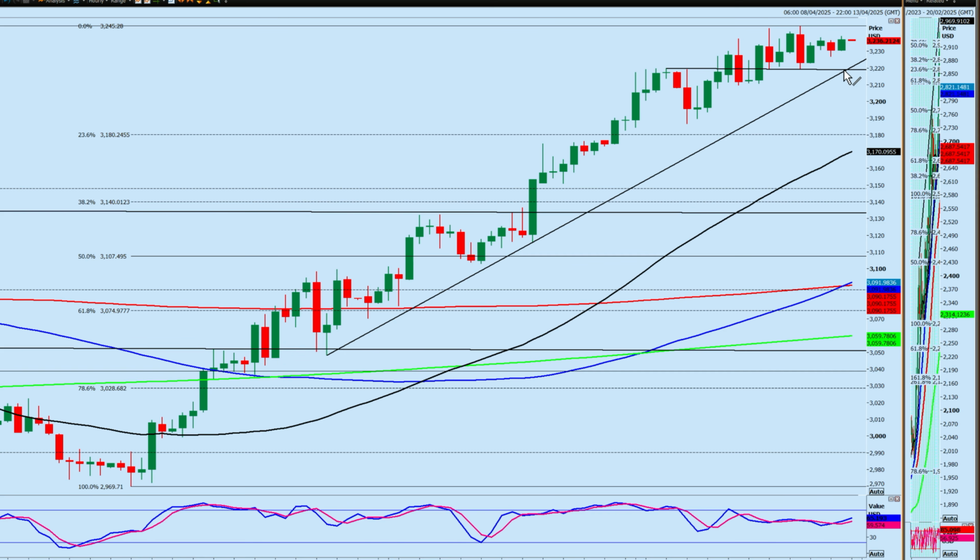We've got some support around 32.20, a nice little bull trend line coupled with this clear line that's showing previous support and resistance areas. So that will be the key to watch on Monday in gold.